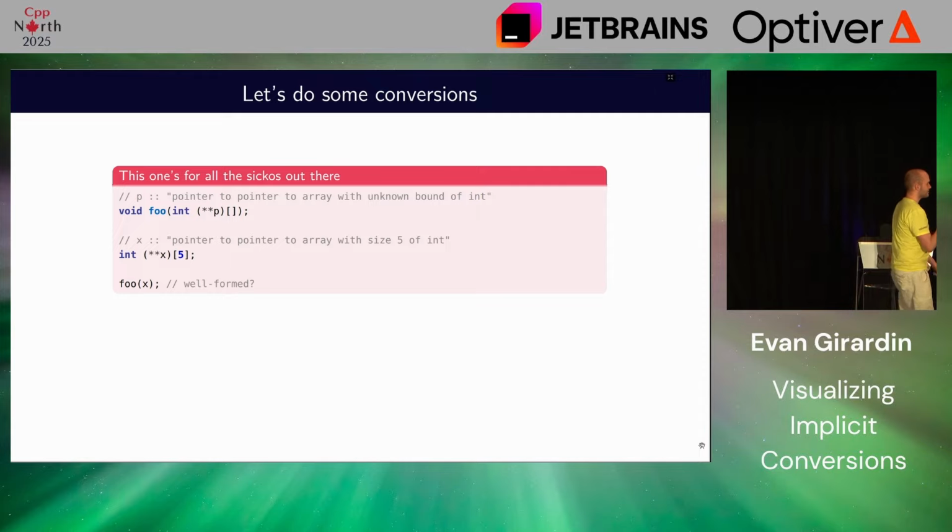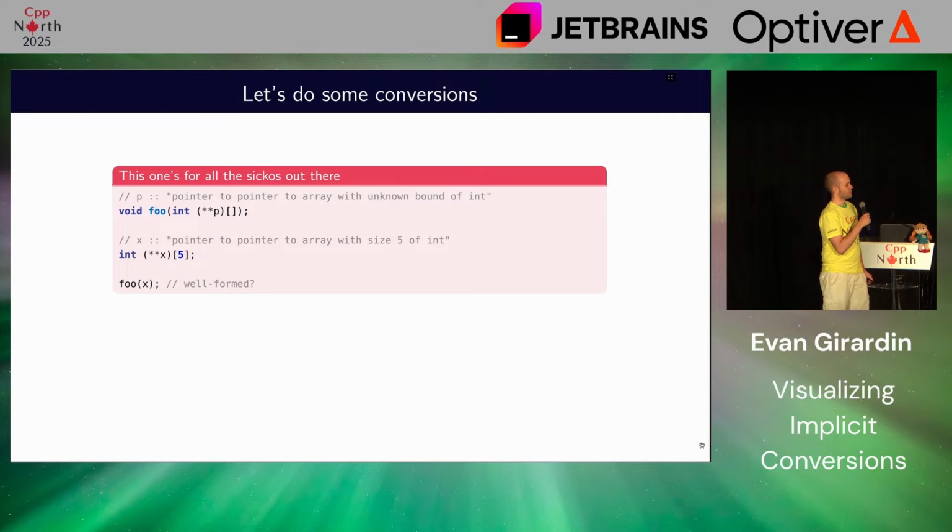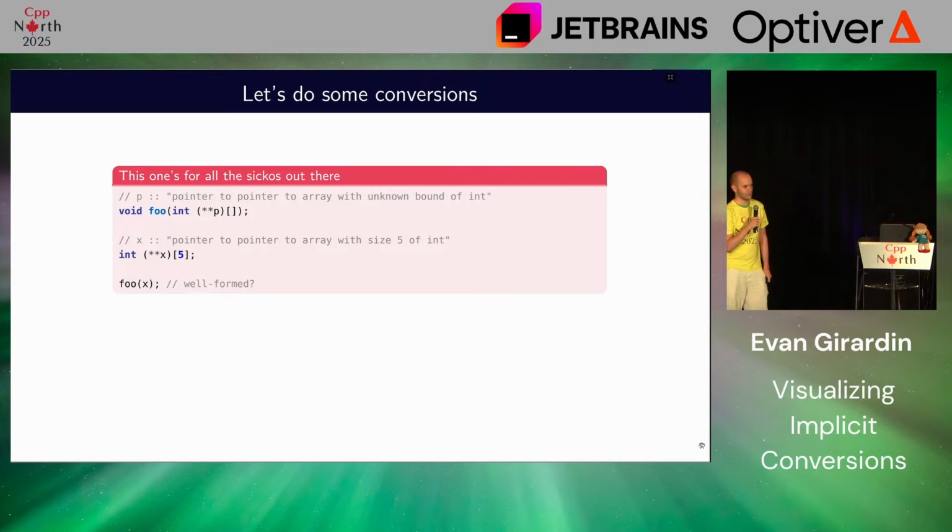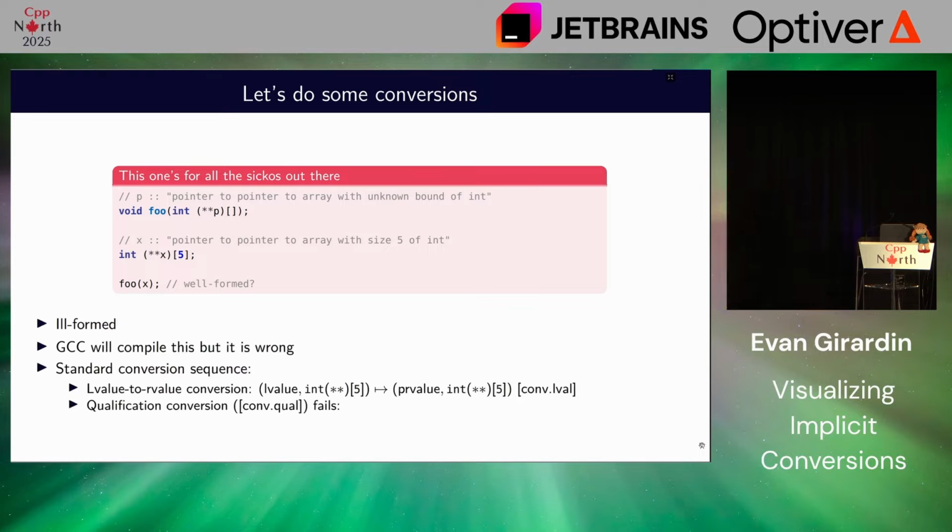One last one for the fans. Suppose you have a function foo that takes a parameter of type pointer to array with unknown bound of int, and you're passing it a pointer to array with size 5 of int. Now the only thing that changes in this type is that you're replacing that 5 with an unknown bound, so one would hope that this is a relaxation that works. And I won't even ask the question this time, it's ill-formed. If using GCC, it will compile it, but GCC is wrong, you should use Clang.